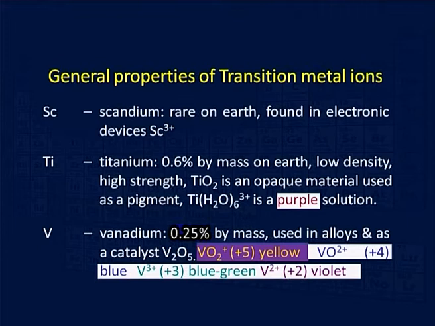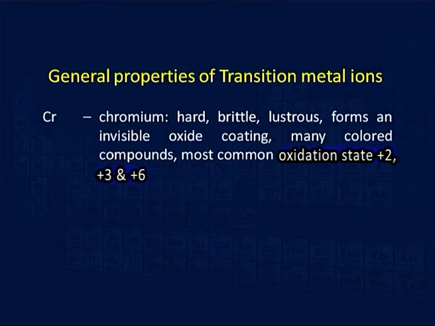metal. It is also useful in the field of catalysis and possesses various oxidation states, which we are going to learn in the next lecture, particularly the change in the oxidation states with color. Chromium, which is the next very important element, is very hard, brittle and lustrous, and many times it also forms colored compounds having variable oxidation states ranging from +2 to +6.